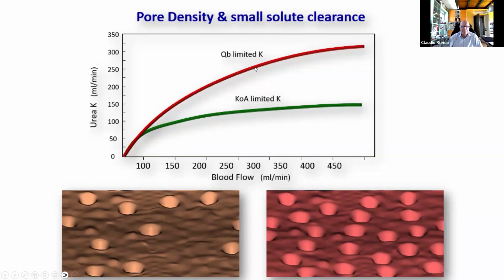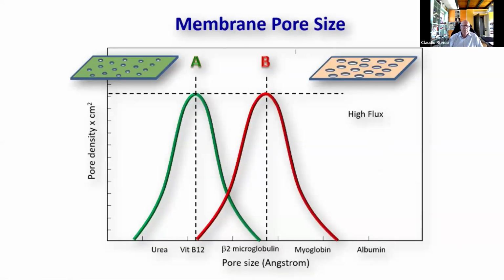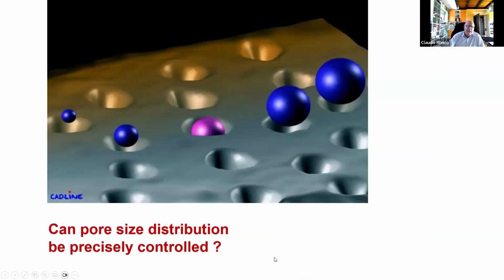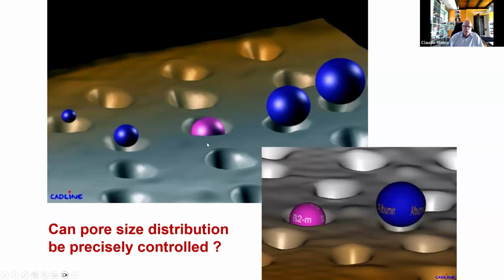urea, for example. However, when you want to remove middle molecules, you have to move the pore size distribution towards a larger spectrum. And in this case, we may end up with a high flux membrane with the same level of pore density, but larger pore size distribution. What is the distribution characterized for? It can be precisely controlled to avoid loss of albumin. We have to maintain a high sieving coefficient for different molecules, but we have to avoid the loss of albumin.